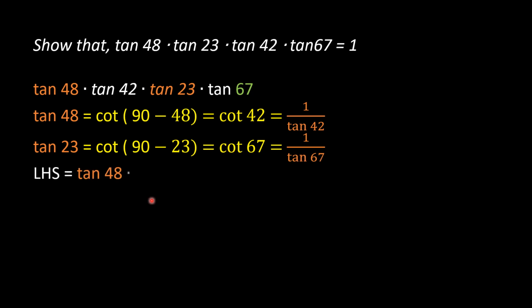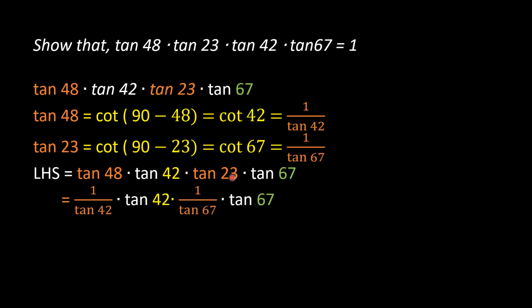Now we write our expression as LHS, in which we will replace tan 48 by 1 divided by tan 42 and tan 23 by 1 divided by tan 67. Now here tan 42 gets cancelled, tan 67 also gets cancelled, so we get 1 here, which is our RHS, right hand side. So in this manner, left hand side equals right hand side. So this statement is proved.